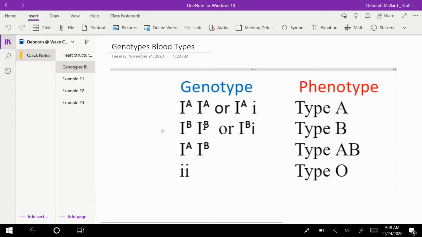The other possibility if someone is type A or type B is they could be heterozygous. Heterozygous would mean that they have 2 different alleles. So if someone is heterozygous type A, they would have IA little i. If they are heterozygous type B, they would be IB little i. So keep this chart in mind as we work through these Punnett square examples.